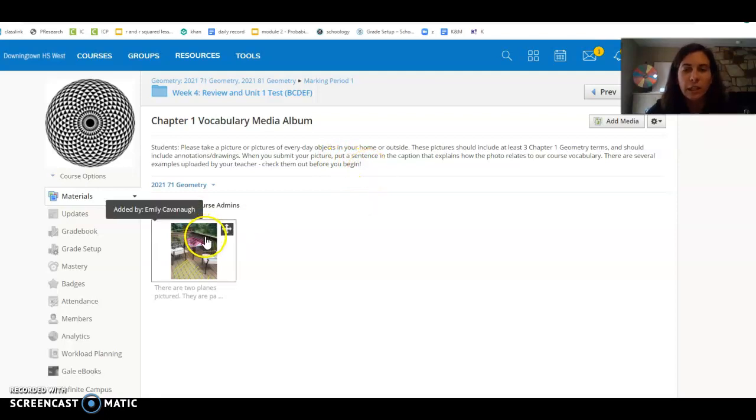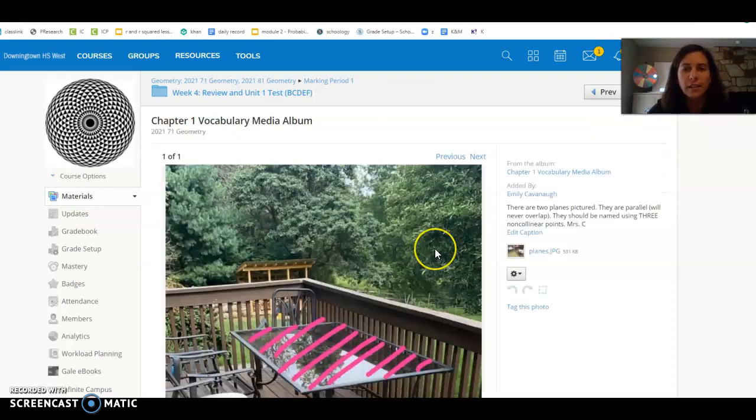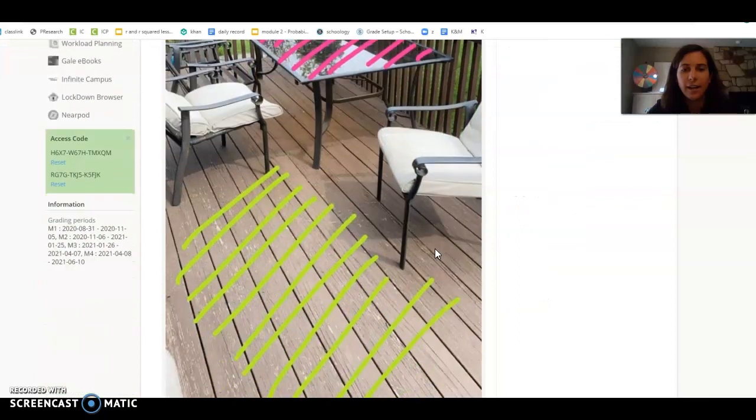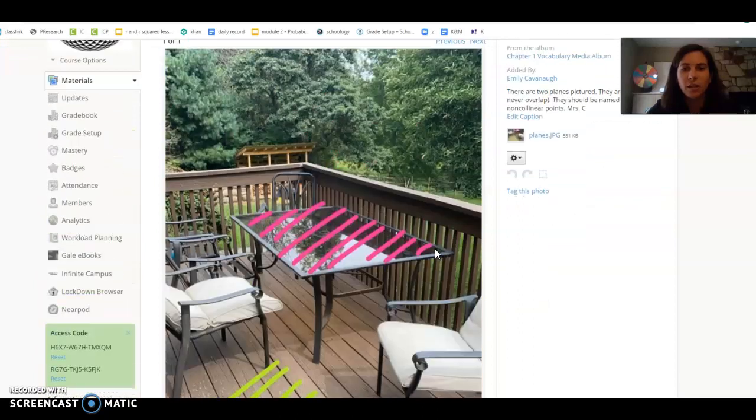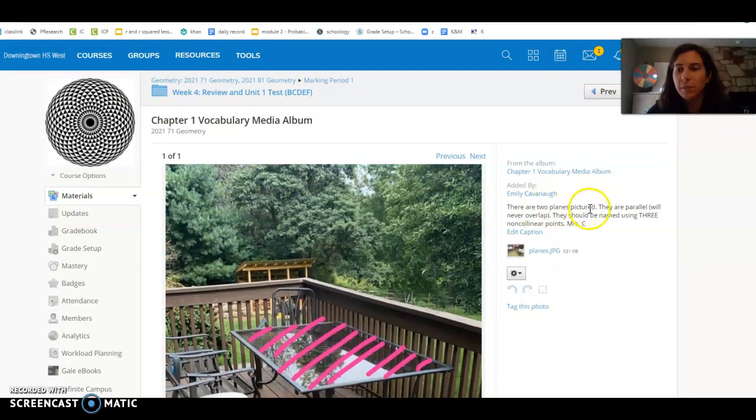So this one here I did, and it has two planes in the picture. So I said there are two planes pictured. They are parallel. They will never overlap. They should be named using 3 non-collinear points.